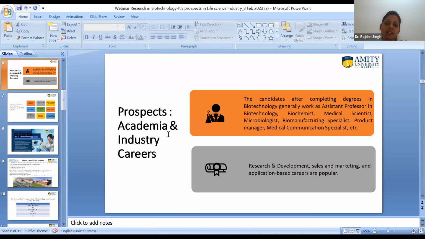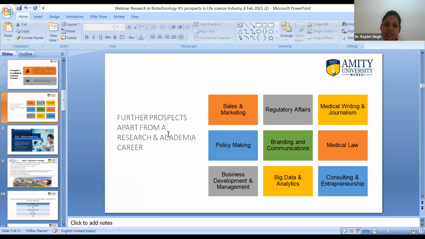When we talk about higher studies in biotechnology after MSc, that is PhD, the candidates after completing their higher studies can work as professors in various colleges, biochemists, in medical services, as microbiologists, in biomanufacturing, as medical communications specialists, and they can work directly in the R&D industry for sales, management, and application-based careers, which are quite popular these days.